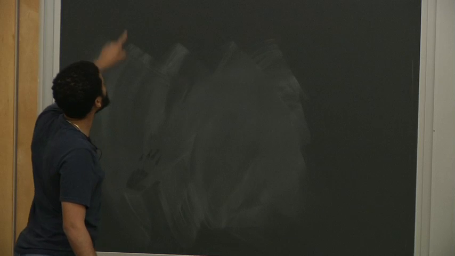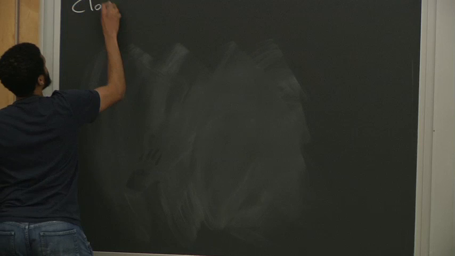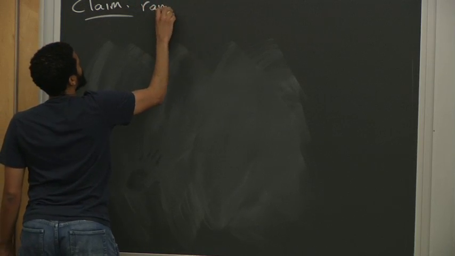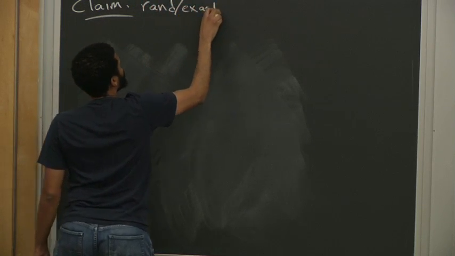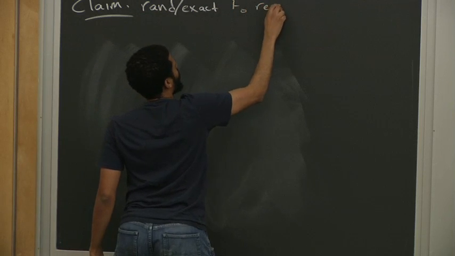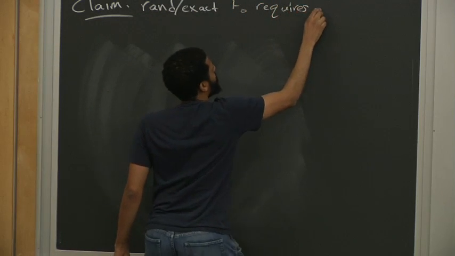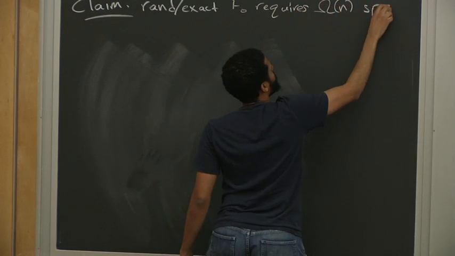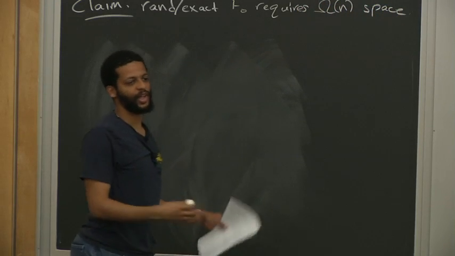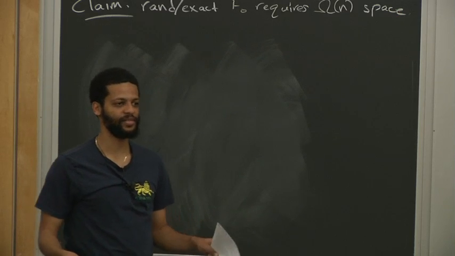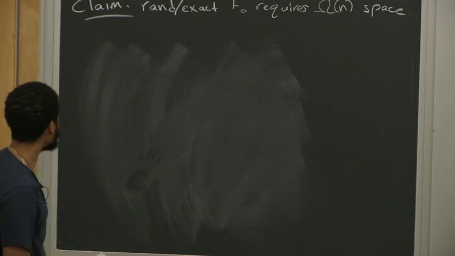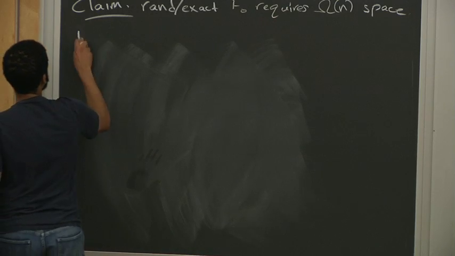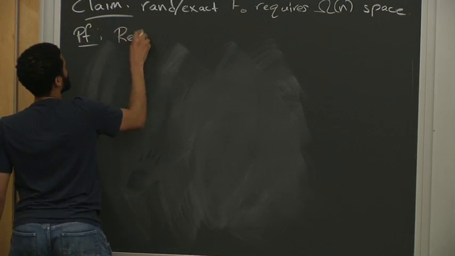Okay, so let me first show the thing that you showed on p-set 1, problem 3b. So claim: randomized exact F0 requires omega n space. And when I say randomized, I mean the failure probability is a third. It's some constant less than a half. Proof. We're going to reduce from indexing.